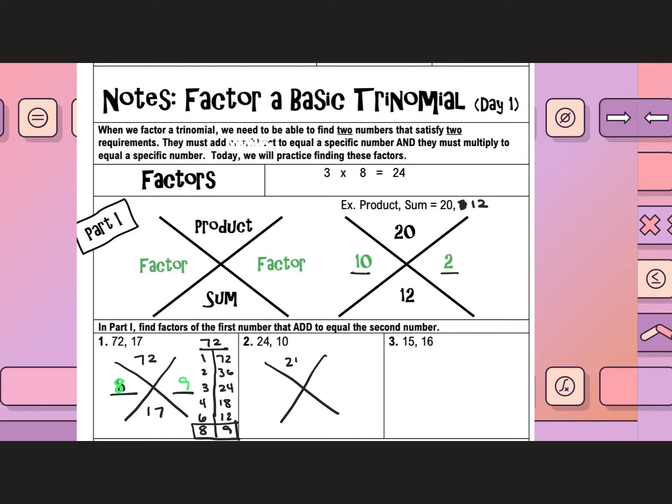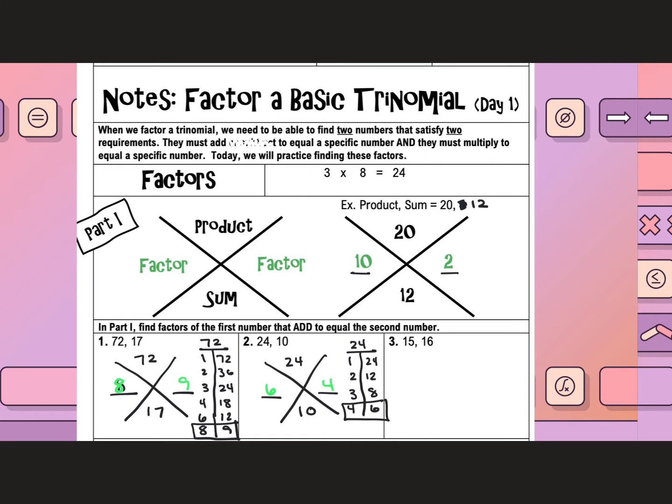All right, so let's look at 24 and 10. Again, I want two numbers that when I multiply, give me 24, and when I add them together, give me 10. Let's list the factors of 24. So I have 1 and 24, 2 and 12, 3 and 8, 4 and 6. We can see that 4 and 6 are our only option because when they add together, they give us 10. When I multiply 6 and 4, I get 24, and when I add 6 and 4, I get 10.